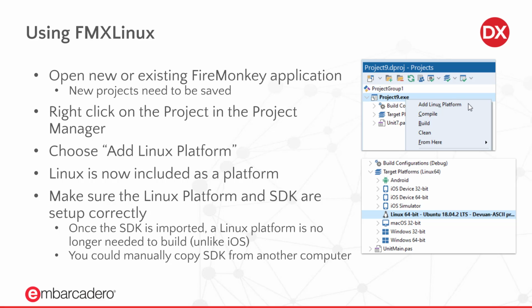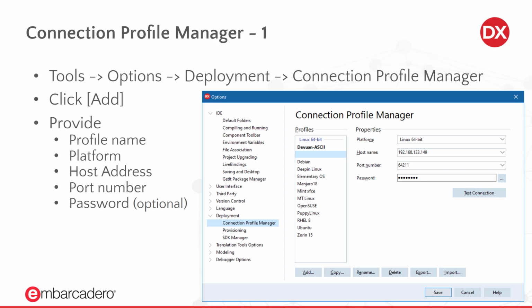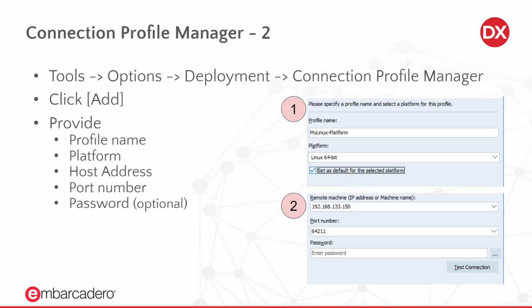You'll also want to make sure that your Linux platform connection and SDKs are set up correctly in order to build and deploy. So to set up a connection profile, you just go Tools, Options, Deployment, Connection Profile Manager, add, provide the information there, and it creates a connection. So that tells it how to connect to PAServer. So you have to have PAServer running on your target Linux machine in order to set up the connection. There are dialogues on the wizard that pops up that you can walk through.